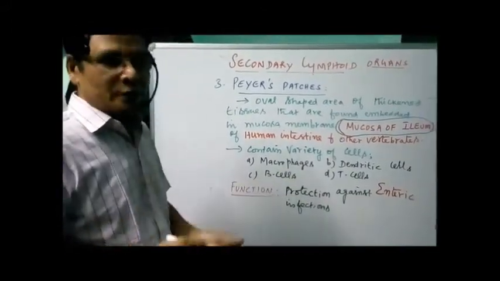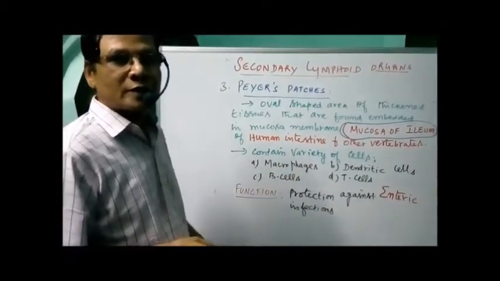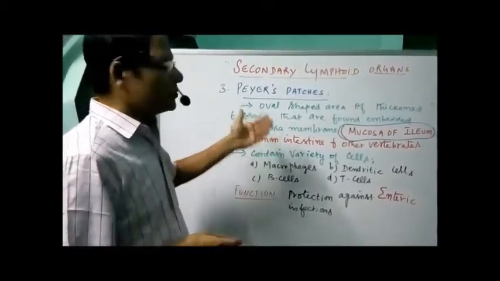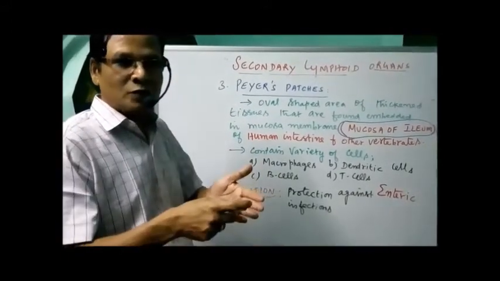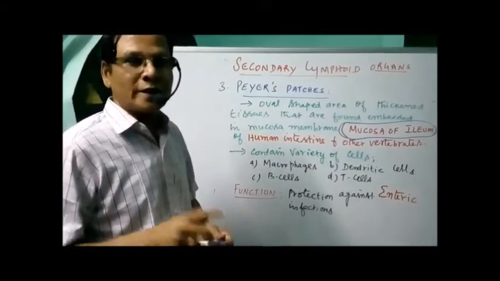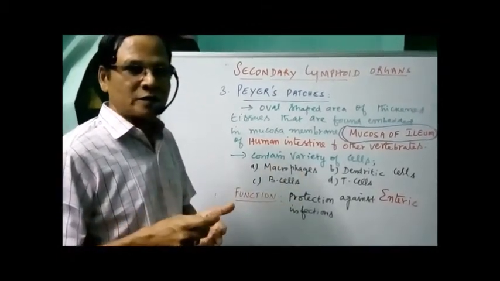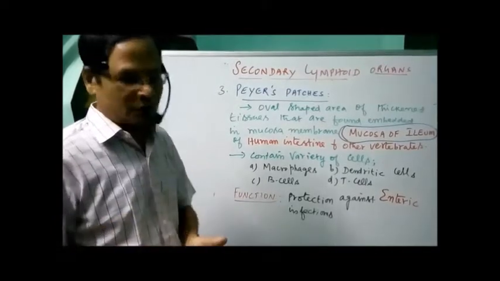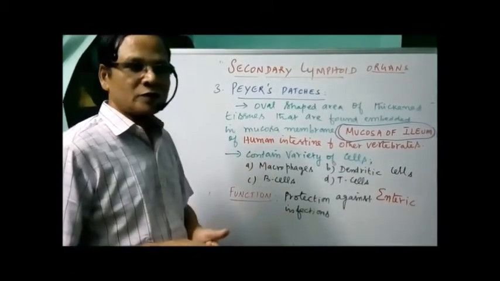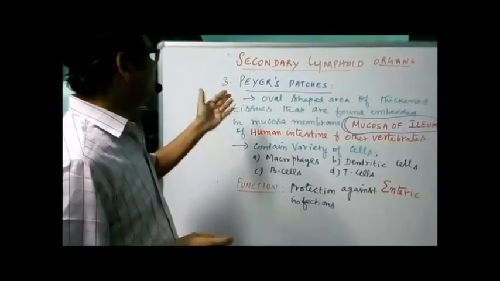Now it contains a variety of cells: macrophages, dendritic cells, B lymphocytes and T lymphocytes. What is their function? As it is found scattered as follicles in the mucosa layer of the intestine, it affords immunity to the body against enteric infections. The meaning of enteric infections: any infection that normally affects the digestive system. As it is found in the digestive system, it protects the body against infections developed in the intestine. That's about the Peyer's patches.